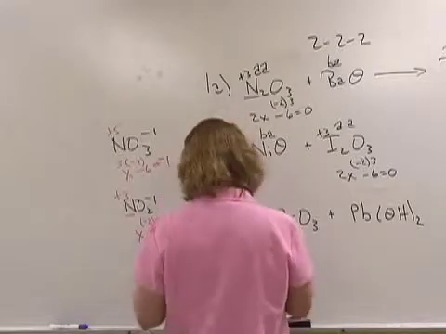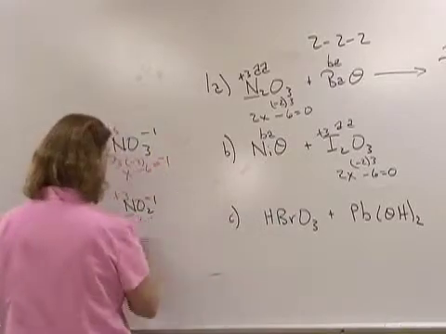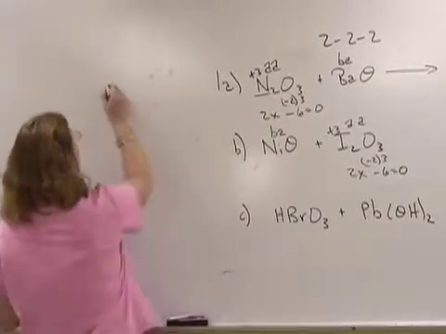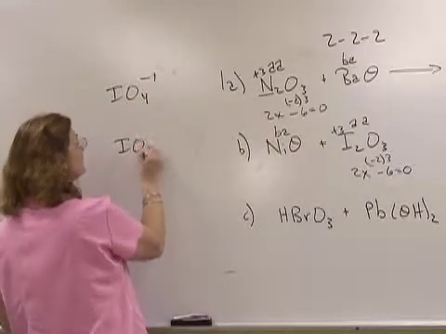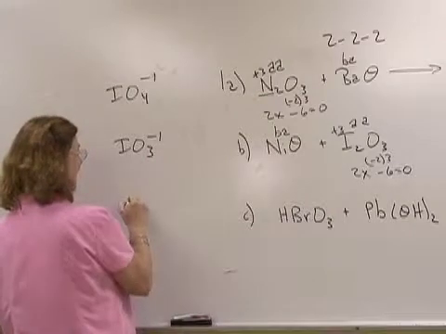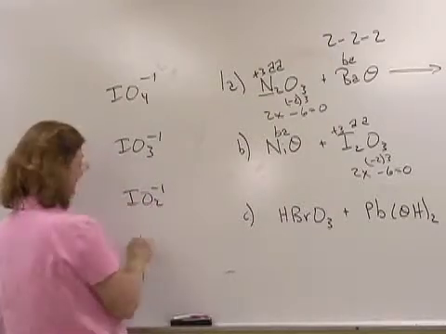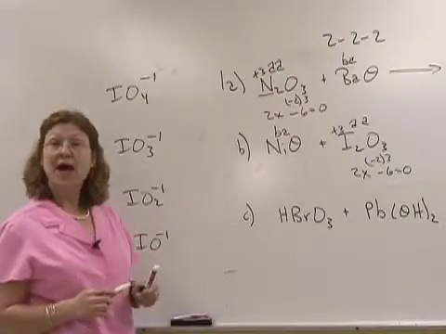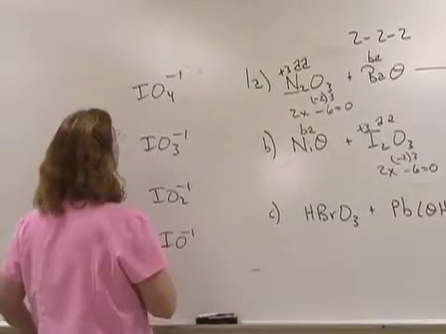Now, I have 4 possible polyatomic ions that I could choose from. It is either periodate, iodate, iodite, or hypoiodite. It must be one of these. I must solve for the oxidation number.